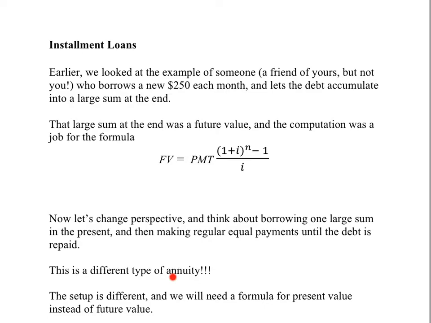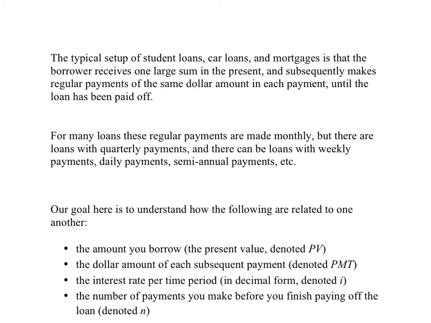This is a different type of annuity. Your friend received $250 at a time, multiple times, and then there was a large amount at the end, and here, by contrast, there's a large amount at the beginning, followed by payment. The setup here really is different, and we're going to need a formula for the present value instead of the future value. What we're discussing here is a very important real-life application.